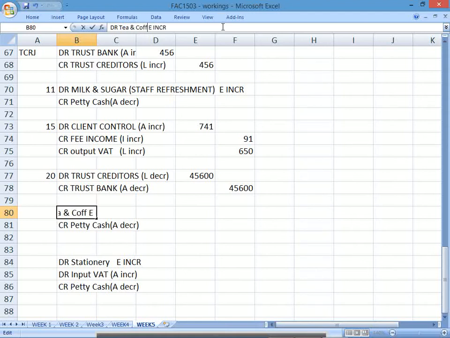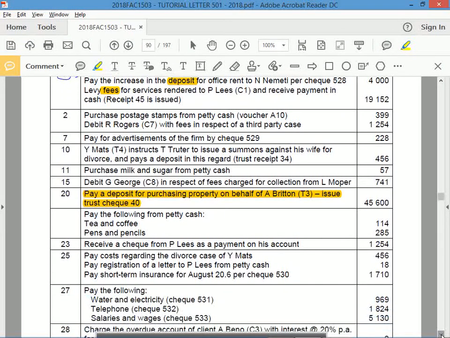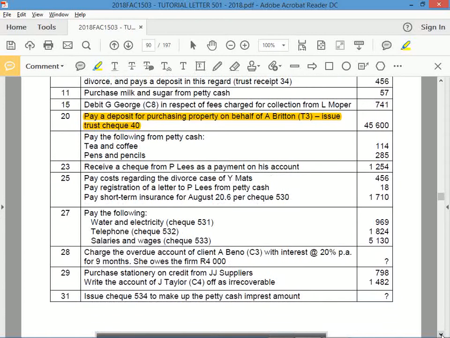Or office refreshments, depending. Or staff refreshments, either or. It just depends what columns or headings they give you. If they don't give you anything, then you could group it yourself, okay, as staff refreshments. Or you could just leave it as is. Okay, if a business wants to be very detailed, they could identify everything, the tea separate from the coffee, separate from everything else.